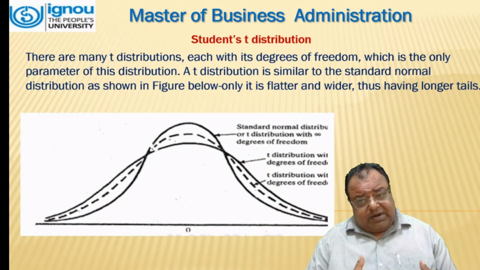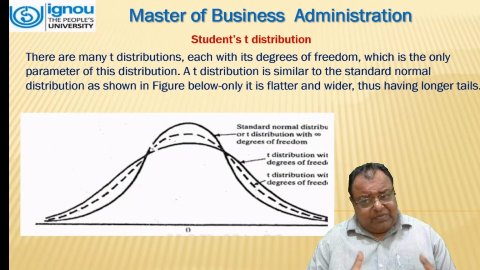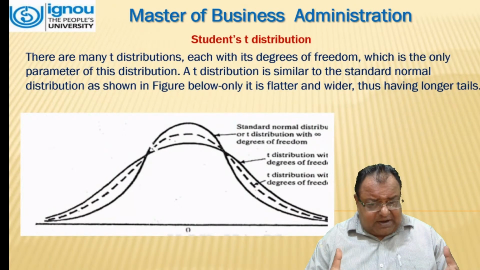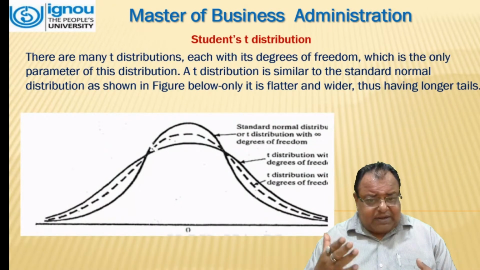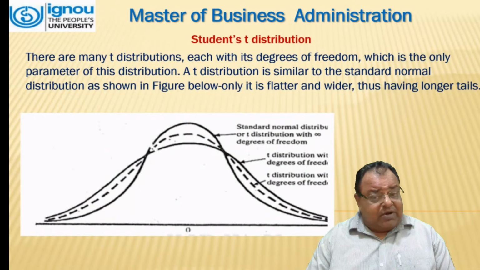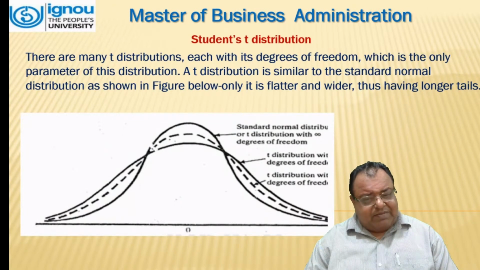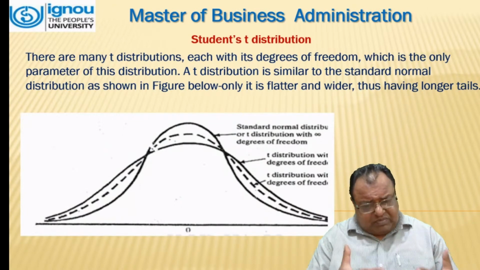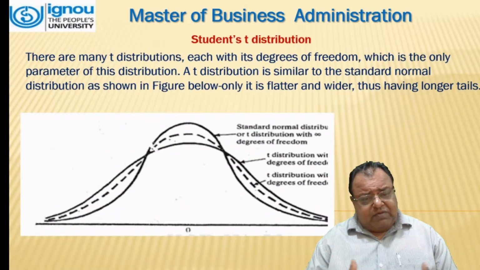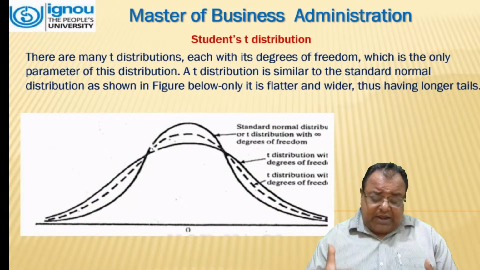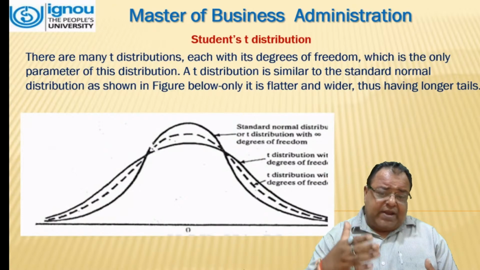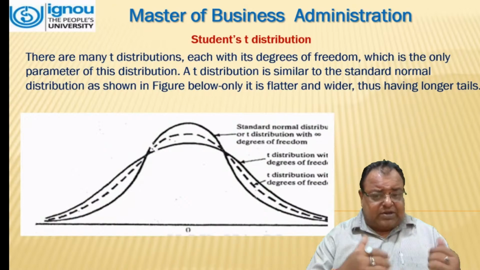A t distribution is similar to the standard normal distribution. You can see in the figure, by increasing the degree of freedom, its shape becomes quite equal. At the top, the standard normal distribution or t distribution with infinite degrees of freedom, which is similar to the normal distribution. The dotted line is the t distribution with a degree of freedom between infinity and the lower one.